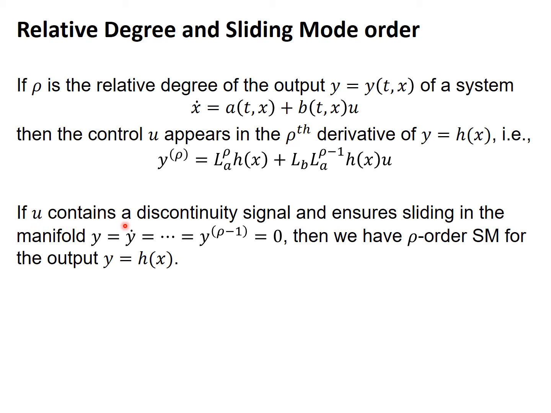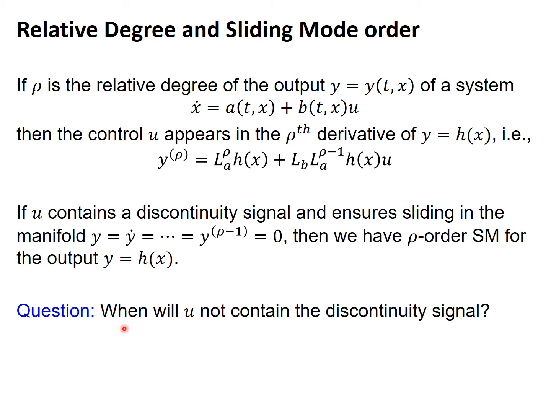If u contains the discontinuity signal, and ensure, this is also important, we must not forget this, we cannot keep just any discontinuity signal, that will not work. We have to put that discontinuity signal which ensures sliding in the manifold, where the lower derivatives vanish. Then what will be the order of sliding? The order of sliding will be the same, rho. We will have rho order sliding mode for the output.